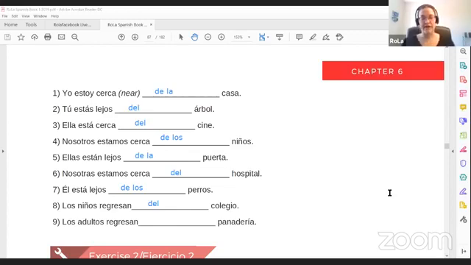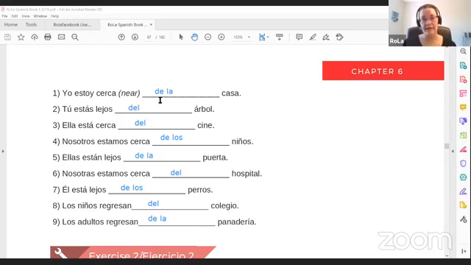All right, last one for the exercise on de. Los adultos regresan, and then we have panadería. We can see it ends with a, so feminine, and also there's no S, so it's not plural, it's singular, so singular, feminine, so de la. Los adultos regresan de la panadería. The adults come back from the bakery.